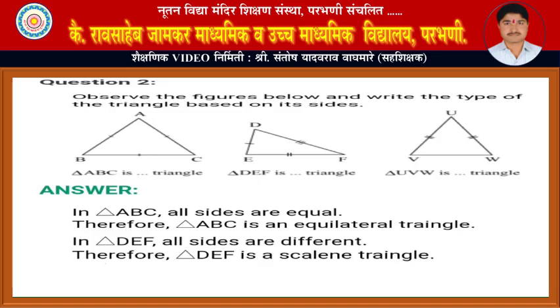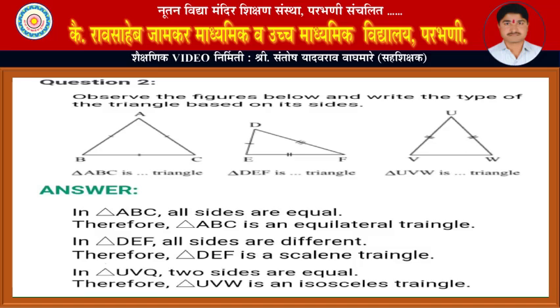Third figure, we have triangle UVW. Two sides are marked equally and the third side is not marked at all. So without hesitation, we know that when two sides are equal, it is an isosceles triangle. So we write down our answer. In triangle UVW, remember it's not Q here, it is W. In triangle UVW, two sides are equal. Therefore, triangle UVW is an isosceles triangle. So this way we have completed question number 2, which is to write the type of triangle based on its sides.